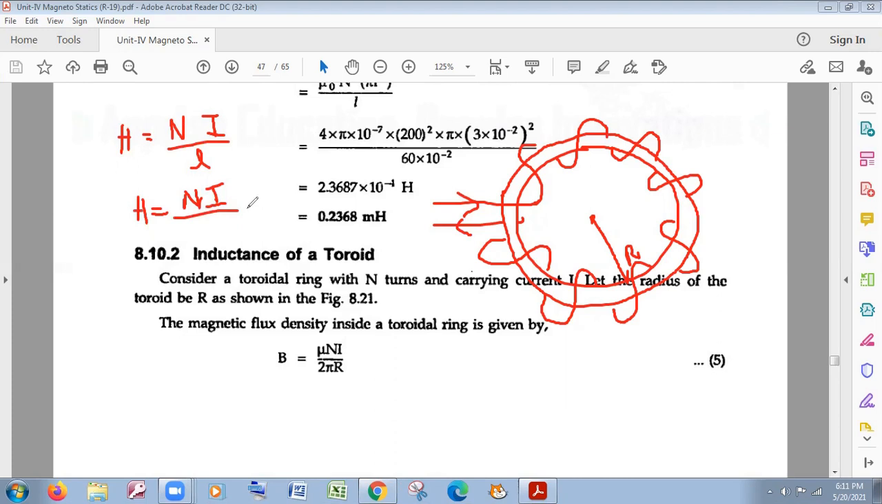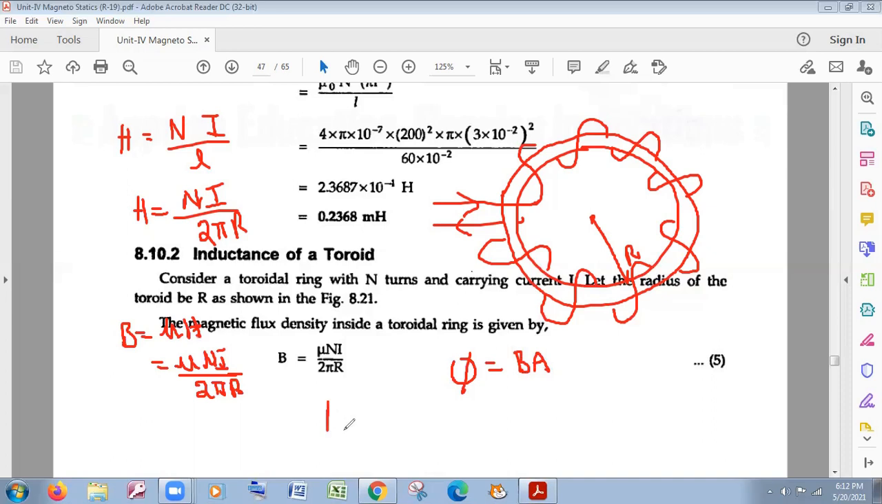Now, if I take it as a toroid, H is equal to NI by 2 pi r, where 2 pi r is the length of the toroid ring and r is the radius of the ring. Got it, my dear students? Now B is equal to mu into H, that is, mu NI by 2 pi r. A is the area of cross section, and the magnetic flux phi is equal to B into A.